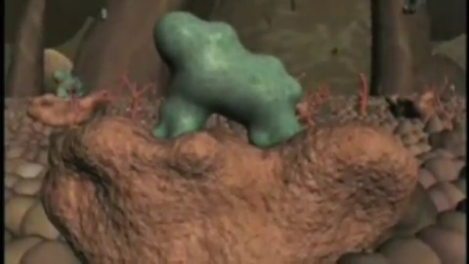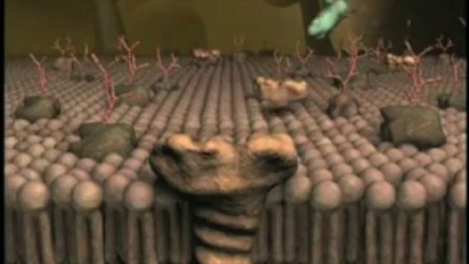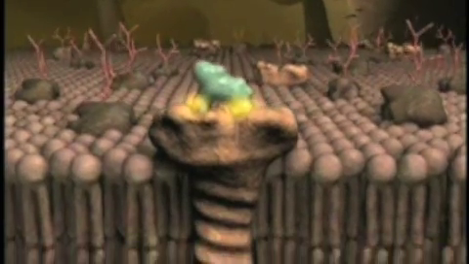The protein part of the cell membrane also plays a crucial role. Its function varies from recognition of external substances to transport of materials in and out of the cell.